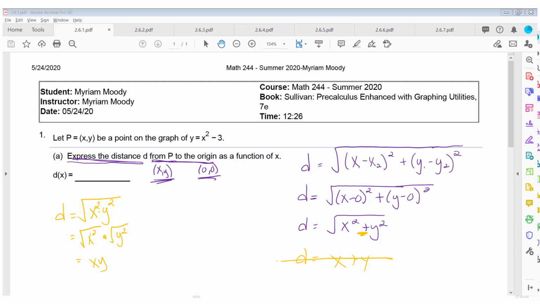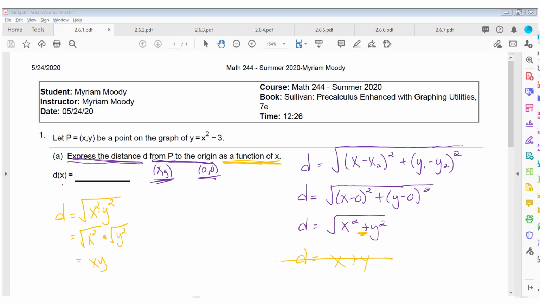Now, we took care of the first part. They said find the distance from P to the origin. But this last part says as a function of x. And you're like, what's that mean? Well, let me rewrite what we got. And since they said as a function of x, they mean d of x, which means the only variable I'm supposed to find on the right side of this equal sign is x. I've got x squared, so I'm okay with that. But that y is not allowed. Are you with me? That y is not allowed. So I need to find a legitimate substitution for y that is in terms of x.